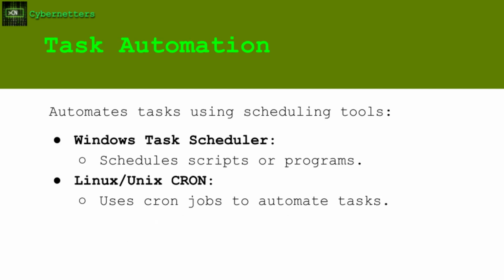Let's talk about task automation, which is a crucial part of streamlining IT workflows. Automation is achieved using scheduling tools that run scripts or programs at a specific time or in response to events. So we have the Windows Task Scheduler, which is a built-in tool that lets you schedule scripts or programs to run automatically. And then we have the Linux/Unix cron, which uses cron jobs to automate repetitive tasks often used for server maintenance or backups. These tools help reduce manual effort, improve efficiency, and ensure that critical tasks are executed consistently.